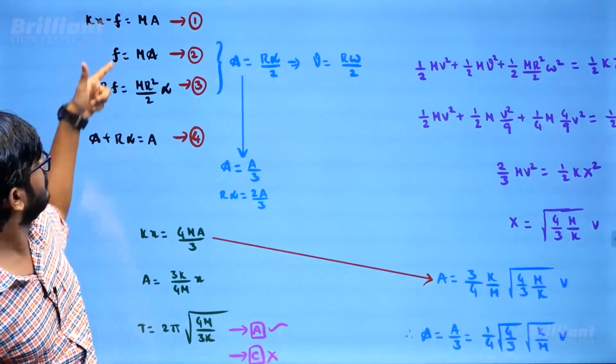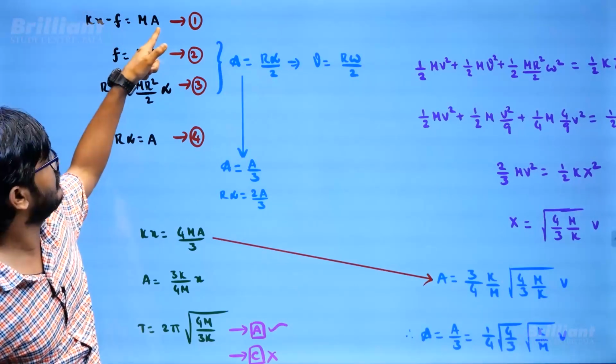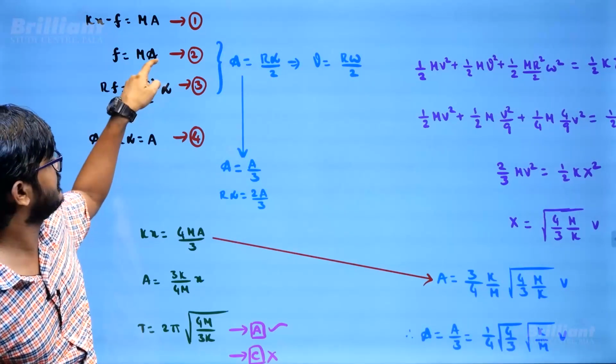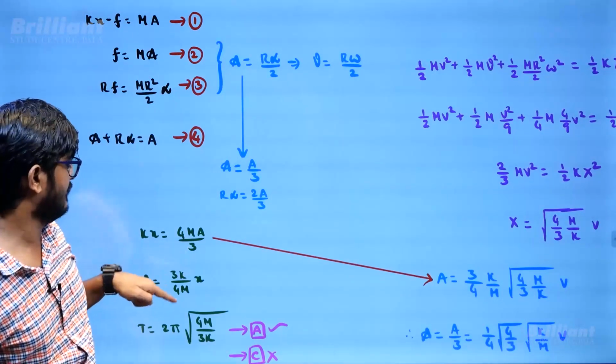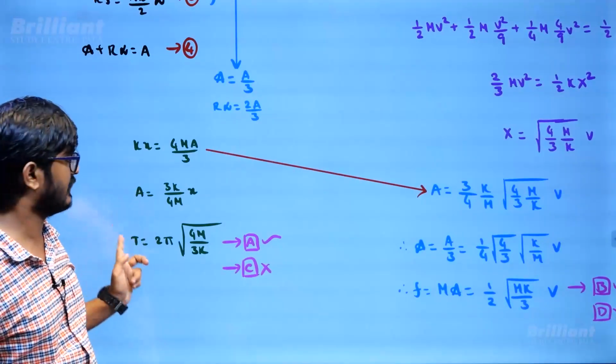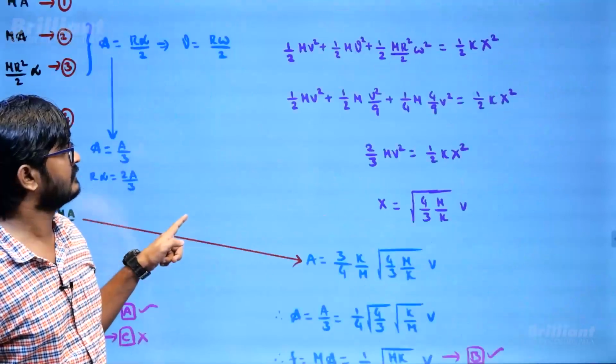Now if I add these two equations, I will get kx equals m into this acceleration plus m into this acceleration, but this acceleration is a by 3. So ma plus ma by 3 will be 4ma by 3. From there I can see it is of SHM form, so time period is going to be this much.